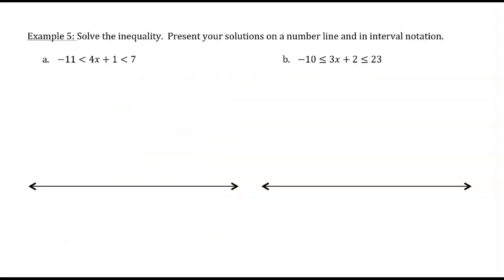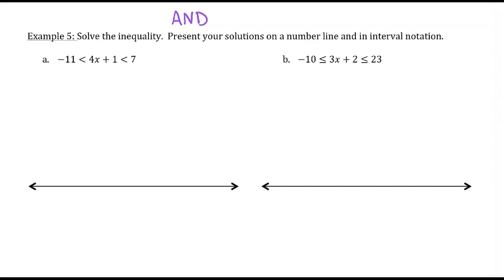In example 5, these are also compound inequalities, but notice that rather than two separate inequalities with an OR in between, we have this inequality and this inequality. They're all written together. The type of compound inequality in example 4 corresponded to the word OR. These types of inequalities correspond to the word AND. That is, x needs to satisfy all parts of this inequality at the same time.